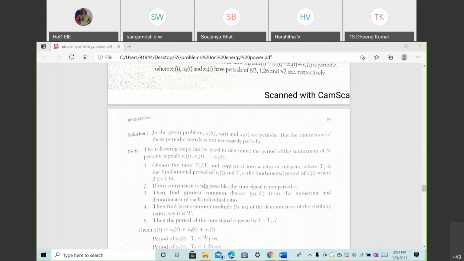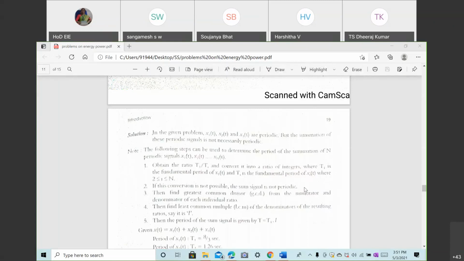Then if this conversion is not possible, the sum signal is not periodic. If that condition is not possible, then the sum is not periodic. Okay. Then find the greatest common divisor, that is GCD, from the numerator and denominator of each individual ratio.